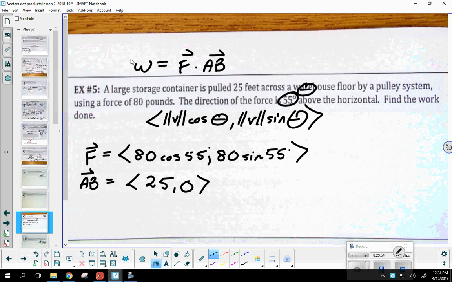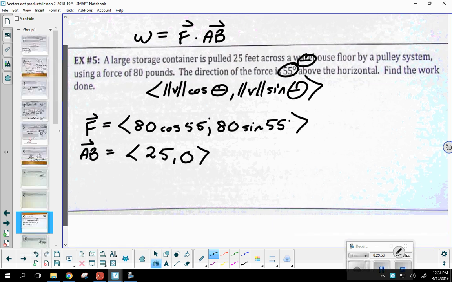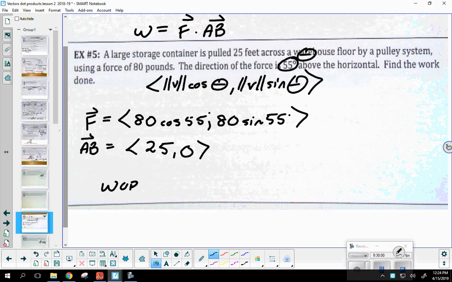All right. So now, once you have these two vectors, in order to find the amount of work, all you have to do is take the dot product of the two. Now remember, what happens when I multiply two vectors? Do I get a vector or a scalar? Remember, I get a scalar. So I should be getting a number. That's the answer I'm looking for.